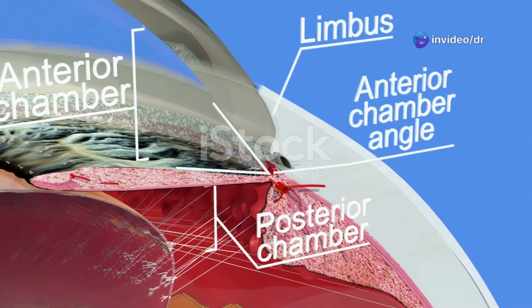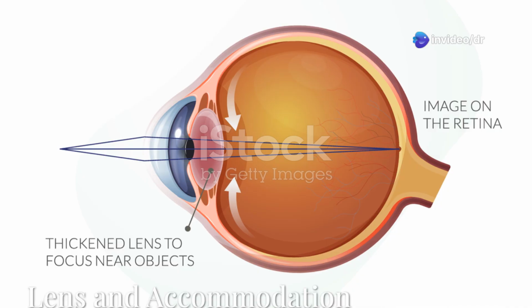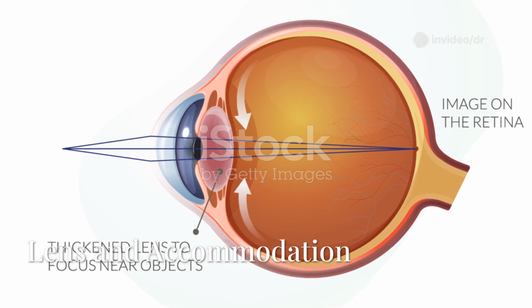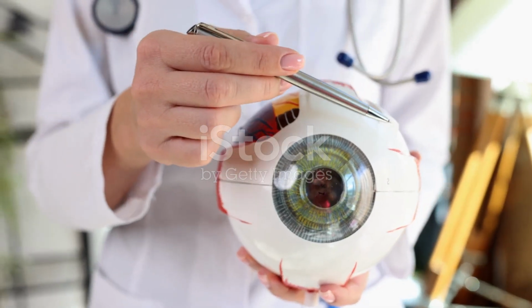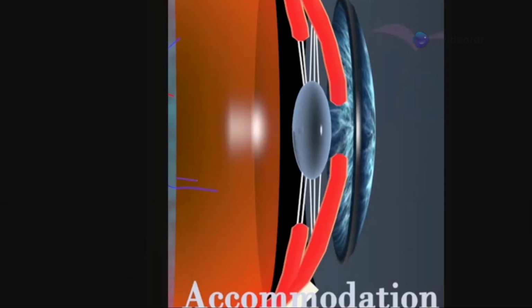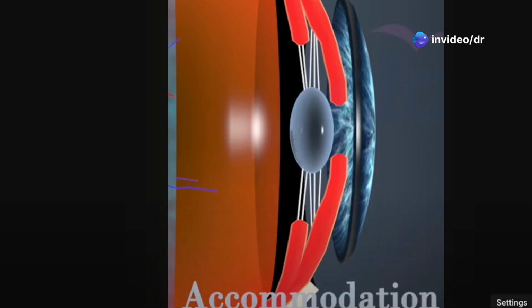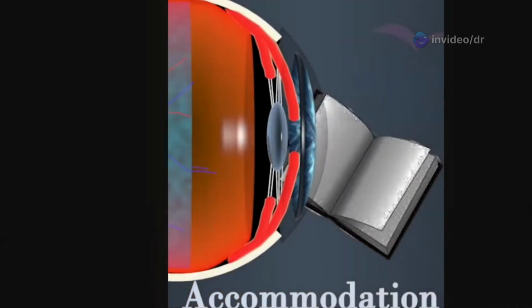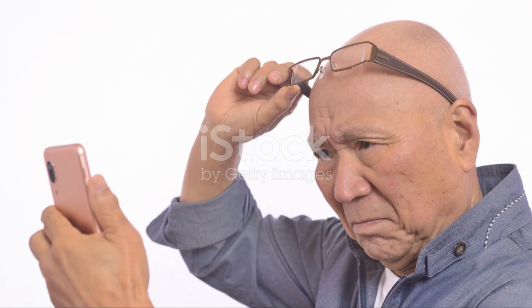Posterior to the iris lies the posterior chamber, which is bounded by the ciliary processes. The lens is a biconvex avascular structure that is suspended by zonules from the ciliary body. Accommodation is mediated by the contraction of the ciliary muscle, which reduces zonular tension and allows the lens to become more spherical. This function, however, deteriorates with age, leading to presbyopia.